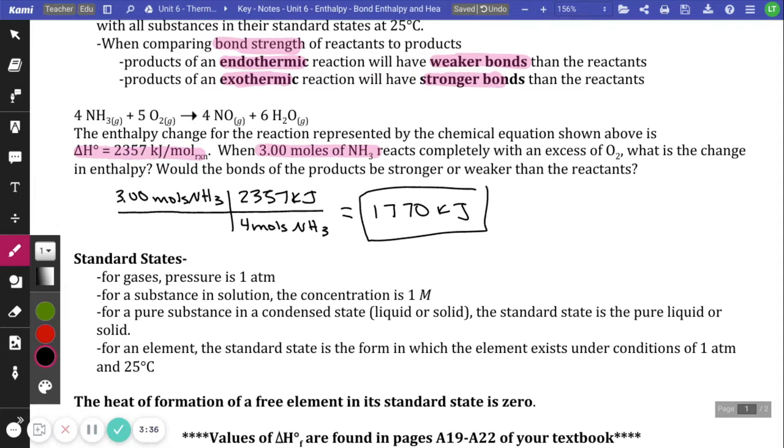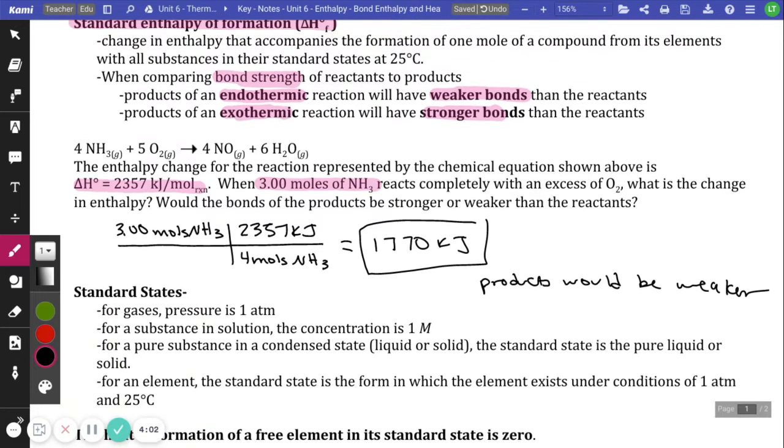This is an endothermic reaction, so it does ask, would the bonds of the products be stronger or weaker than the reactants? It is an endothermic reaction because our delta H is positive, so that means that our products would be weaker. All right. So that's just a little kind of aside almost.